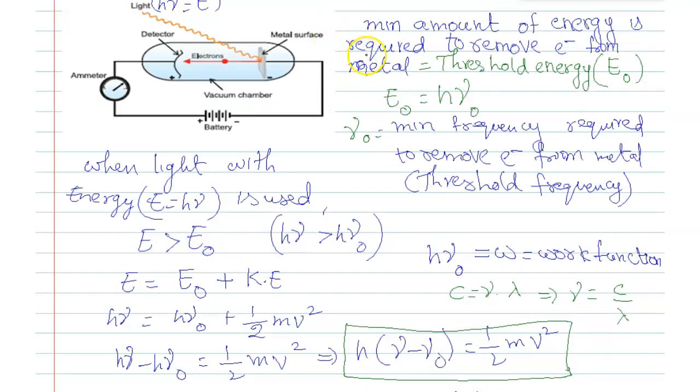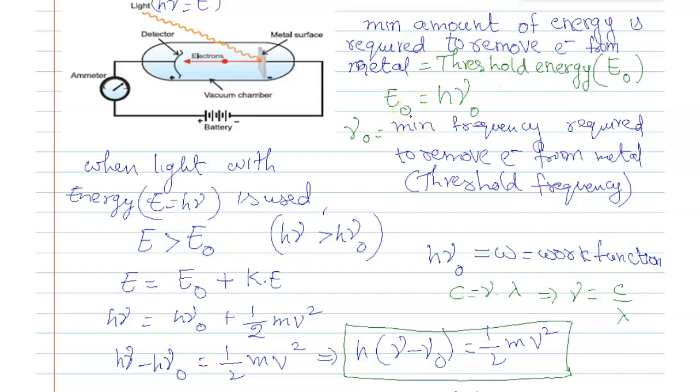From a metal we have to remove the electrons. That means we need some minimum amount of energy. That energy is nothing but threshold energy. That means the minimum energy required to remove the electron from a metal is known as threshold energy, E naught. By applying this minimum amount of energy only we can remove the electrons.